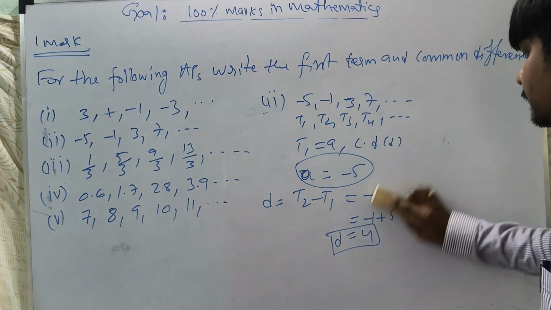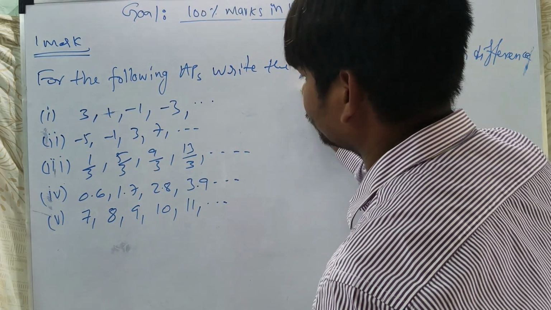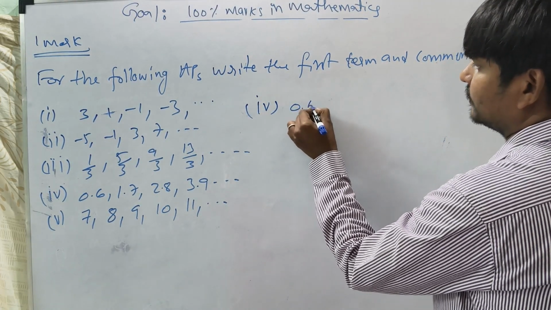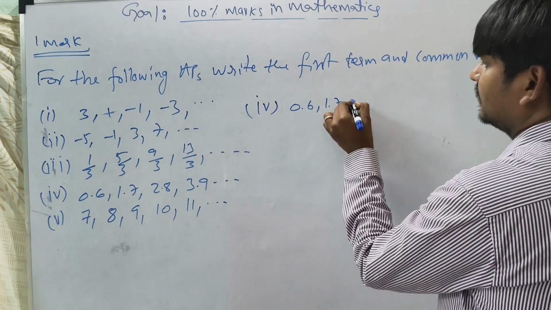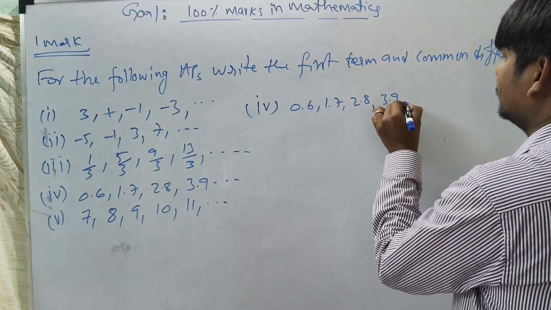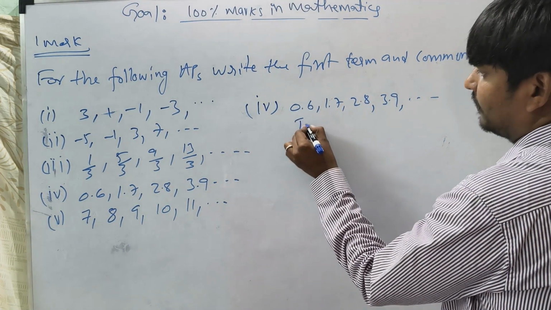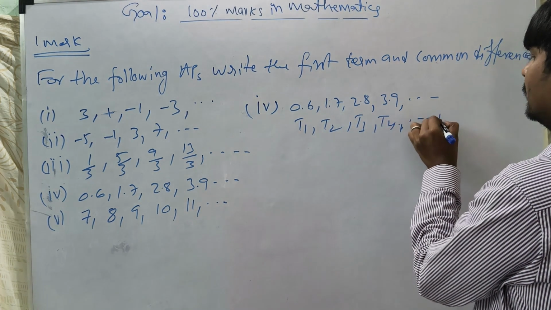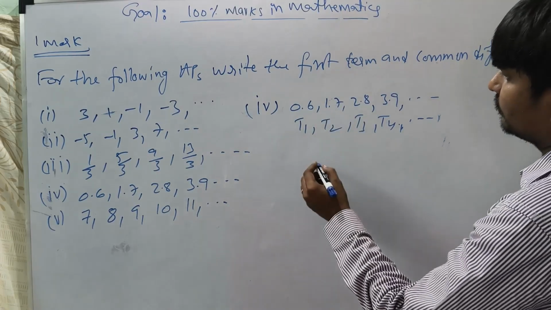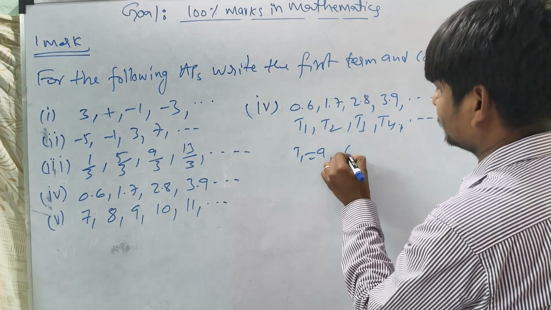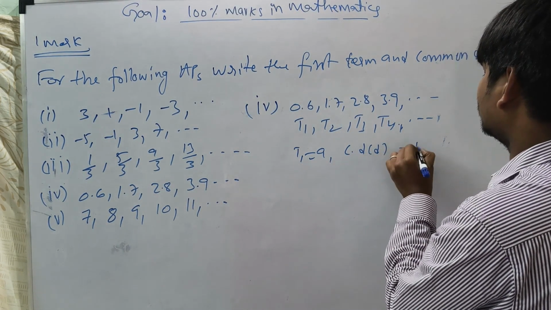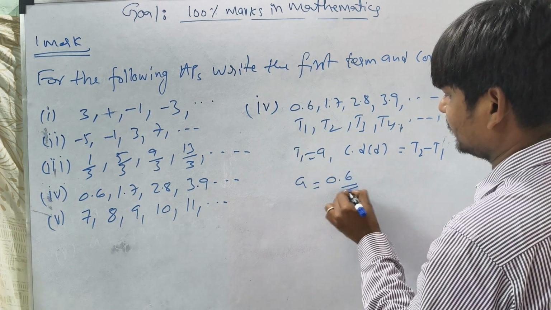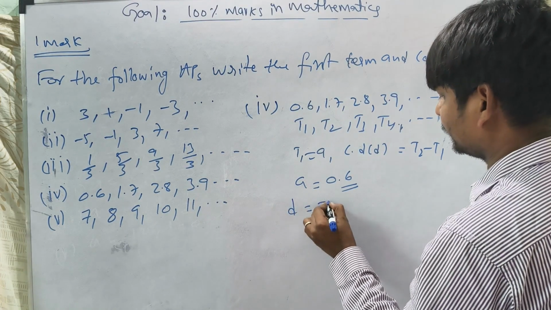Now one more question I will do. Fourth question. See here, what is given? 0.6, 1.7, 2.8, 3.9 and so on. Again it is in the form of T1, T2, T3, T4 and so on. Now here, what is the first term? T1 is equal to first term. Common difference D is equal to T2 minus T1. Now see here, A is 0.6, done. Next D is equal to T2 minus T1.